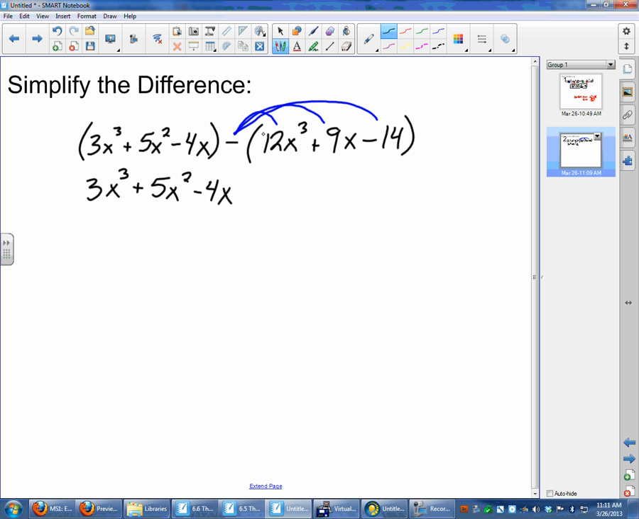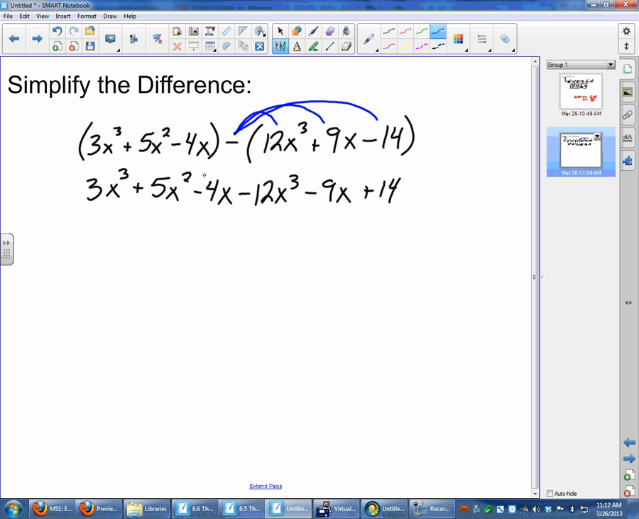And if we do that, all that's going to happen is it's going to flip the sign of each one of these terms. So this positive 12x cubed is going to turn into a negative 12x cubed. This positive 9x will turn into a negative 9x. And the negative, when distributed to negative 14, should turn into positive 14. And again, you can see how each one of those just switched its sign from positive to negative or negative to positive. Then it's just a matter of going back and grouping all of your like terms.